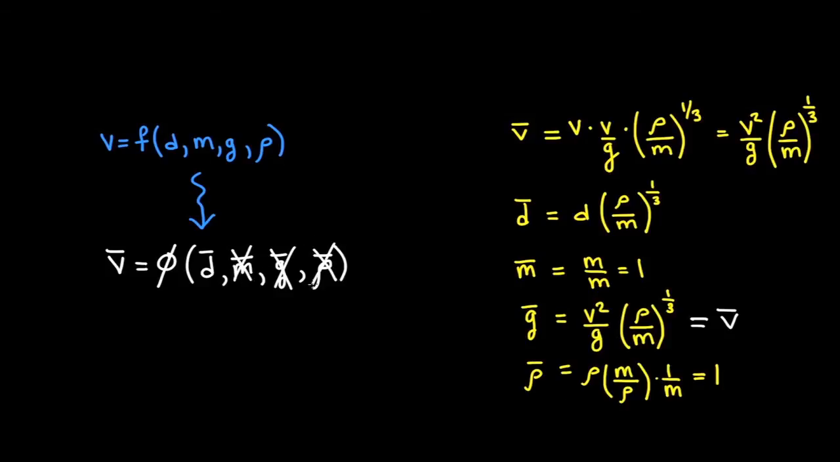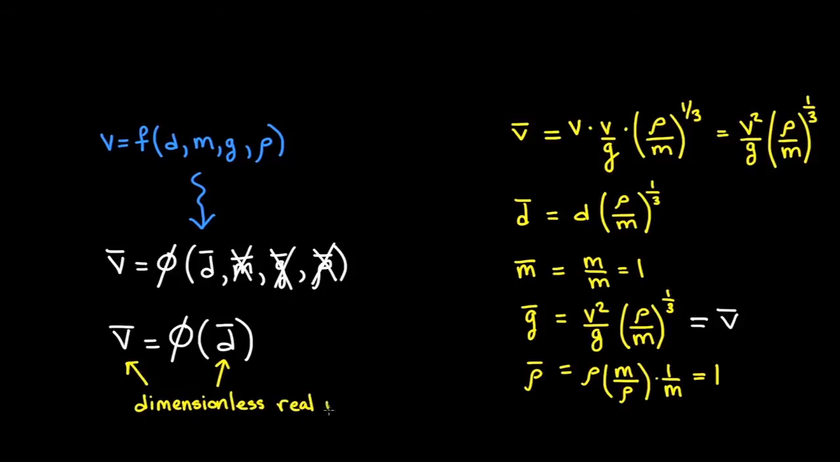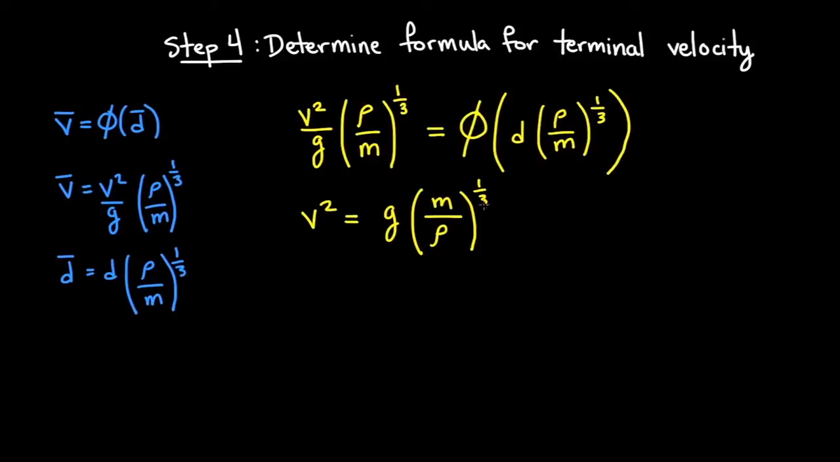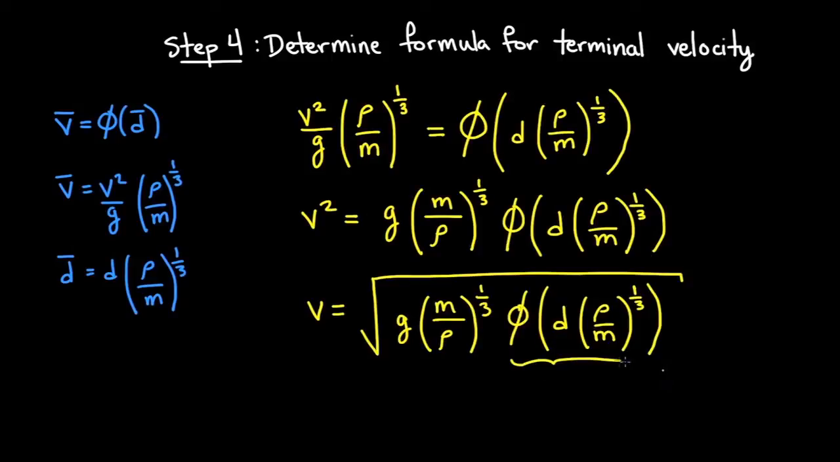This has simplified our relationship. V bar is a function of only one variable, d bar. And remember that d bar is dimensionless, so it's just a real number. This means that phi can be any function. The fourth and final step is to rearrange to find a formula for the terminal velocity. The key here is that the equation for the terminal velocity has the correct dimension.